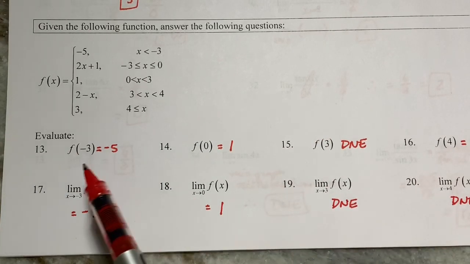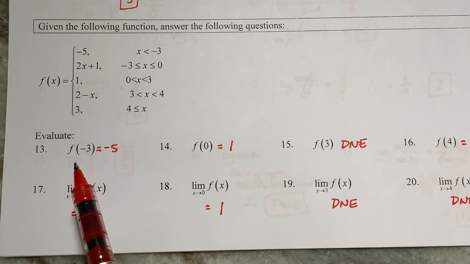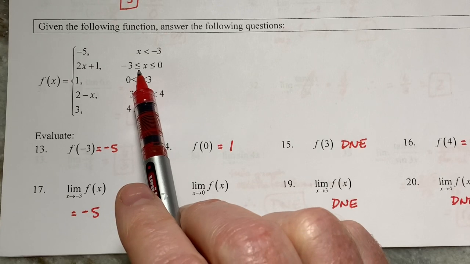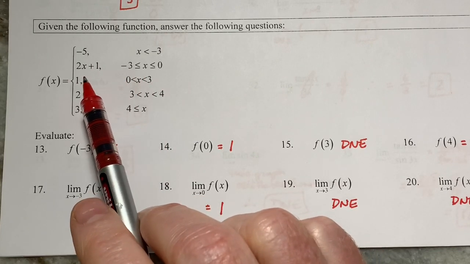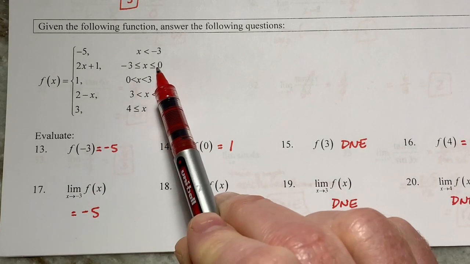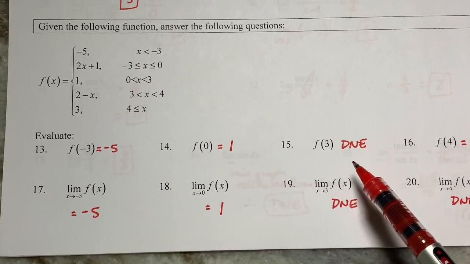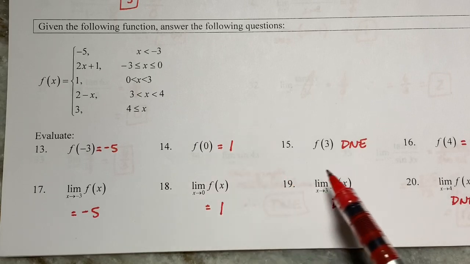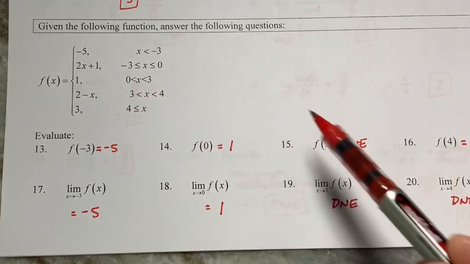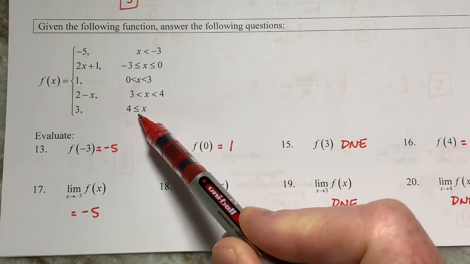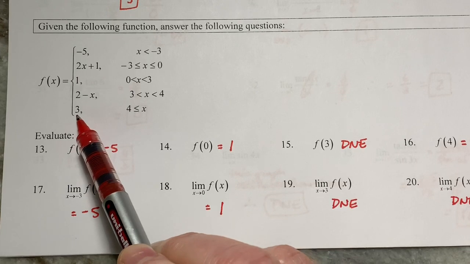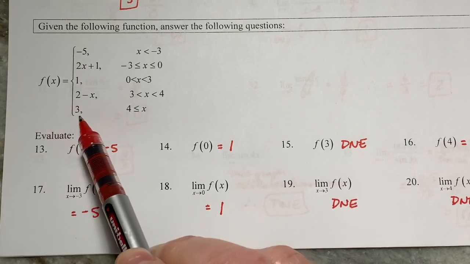So the first 4 were just asking you for values. So f of -3, well, where's it equal? It's equal there. Plug in a -3 and I get -5. F of 0 is equal also in the second equation, and I get a 1. I'm sorry, f of 0 is a 1. F of 3 is not equal anywhere. It's just less than or greater than. So it doesn't exist. And f of 4 is equal there. And when x is equal to 4, f of 4 was equal to 3.